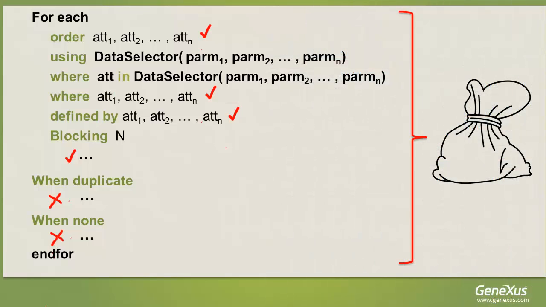When we summarize the for each command, we saw that when we indicate that it use a data selector, we are instructing it to add its orders, conditions, and defined by to the explicit ones. So, attributes appearing as parameters will be taken into account for determining the base table of the for each, as well as those found internally in the data selector.